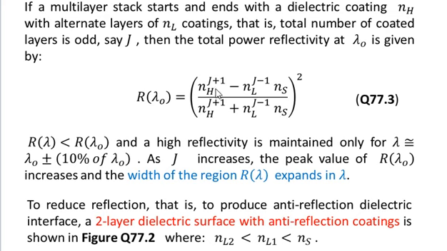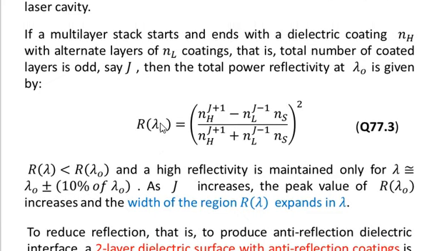We are not proving equation number 3, but we are just taking it as granted. That is the power reflectivity for a multi-layer stack which starts and ends with a dielectric coating NH and with alternate layers of NL coatings. And if the NL coatings are odd in number, having J as the number, then of course this is the formula that can be used to calculate the reflectivity.